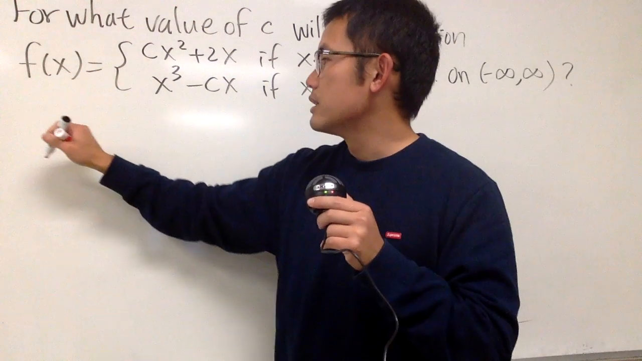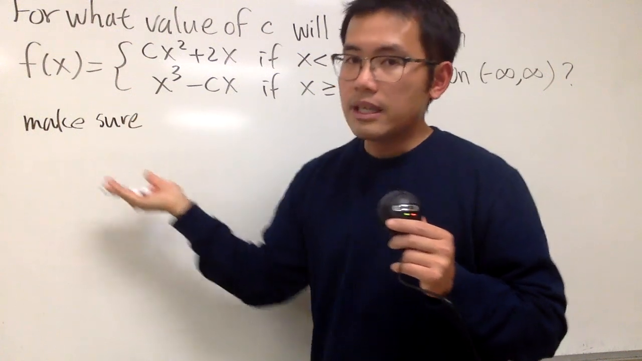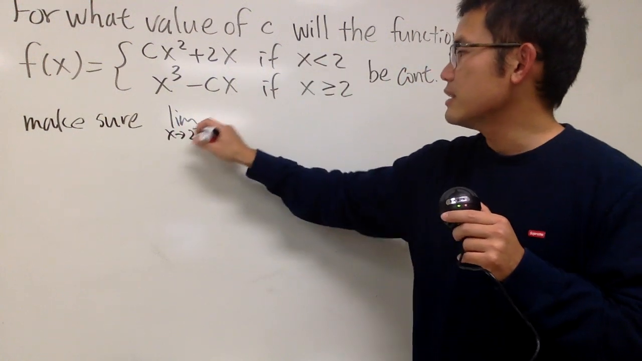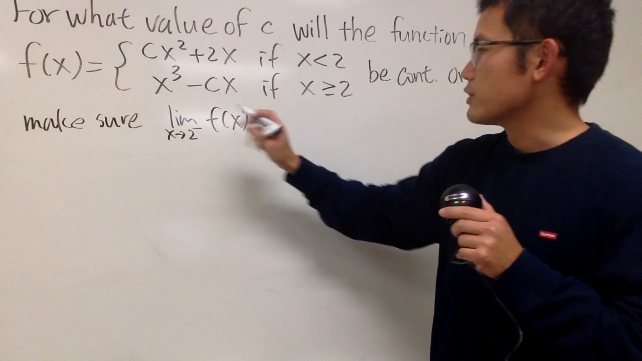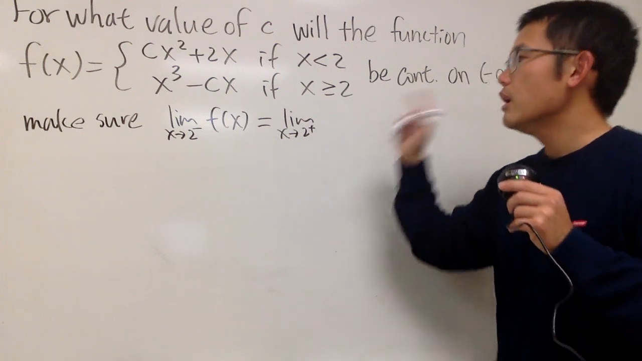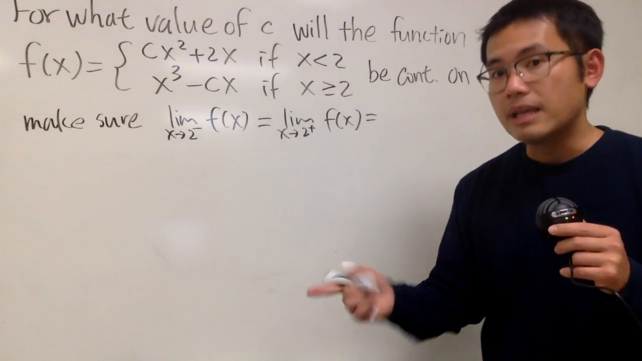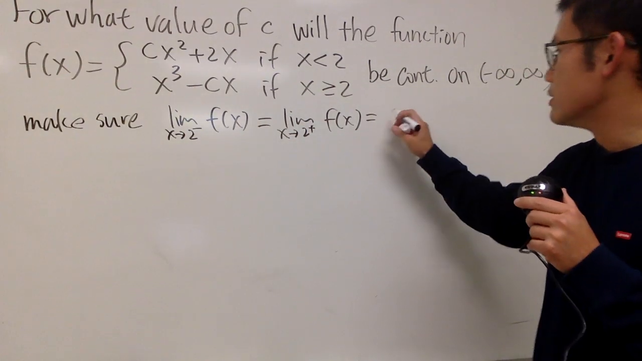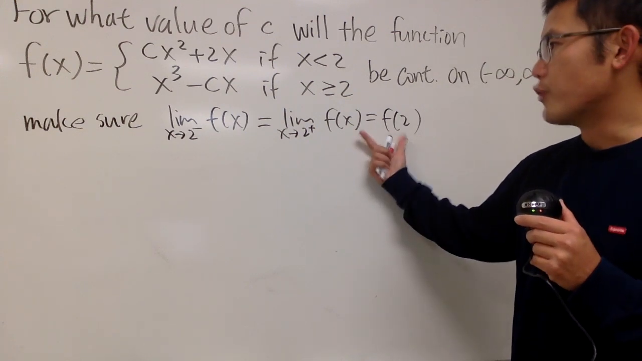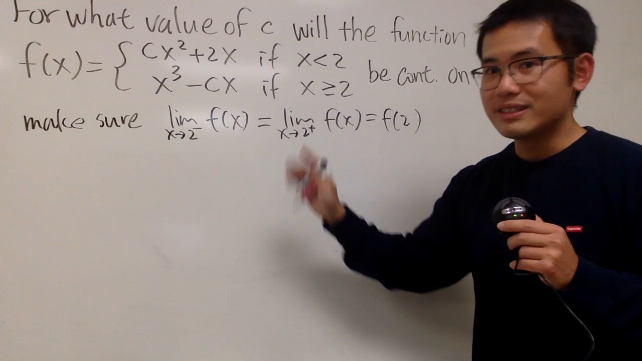So all I have to do is make sure, and the technical way to write this down is: the limit as x approaches 2 from the left-hand side, so it's this piece of the function, has to be equal to the limit as x approaches 2 from the right of the function. And lastly, we also have to make sure that the limit is the same as the value of the function when x is at 2. So we also have to write this down. Technically, this is pretty much free because when we have x greater than or equal to 2, this is continuous from the right-hand side, so that's nice.